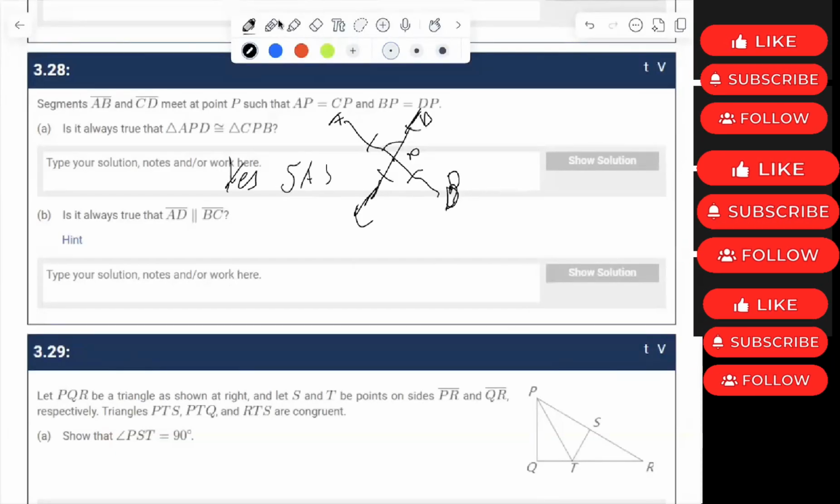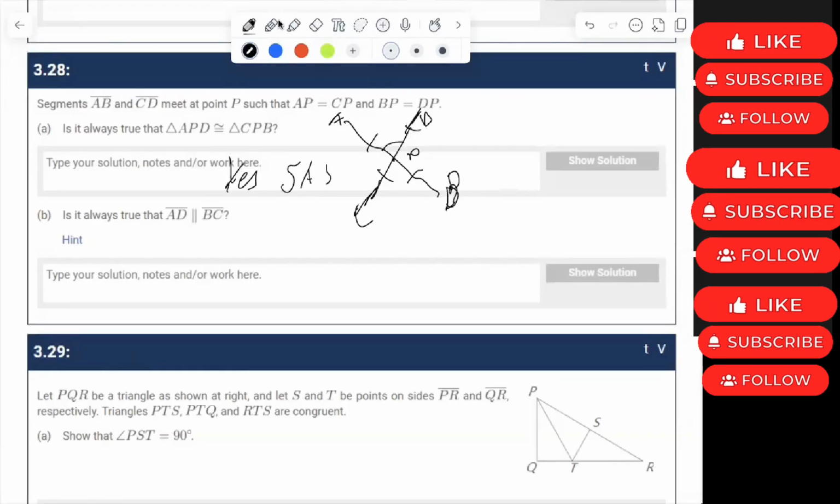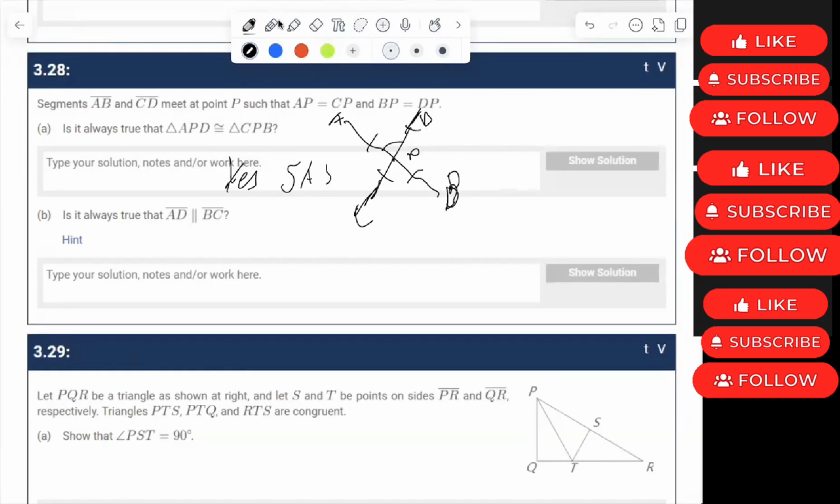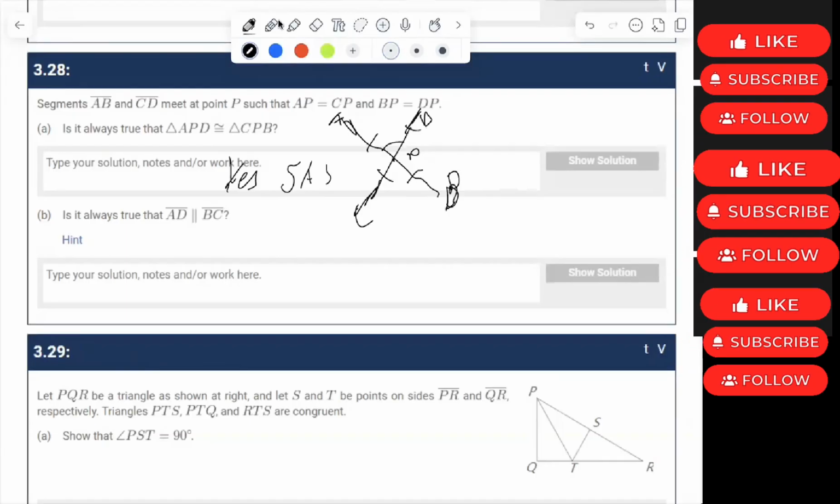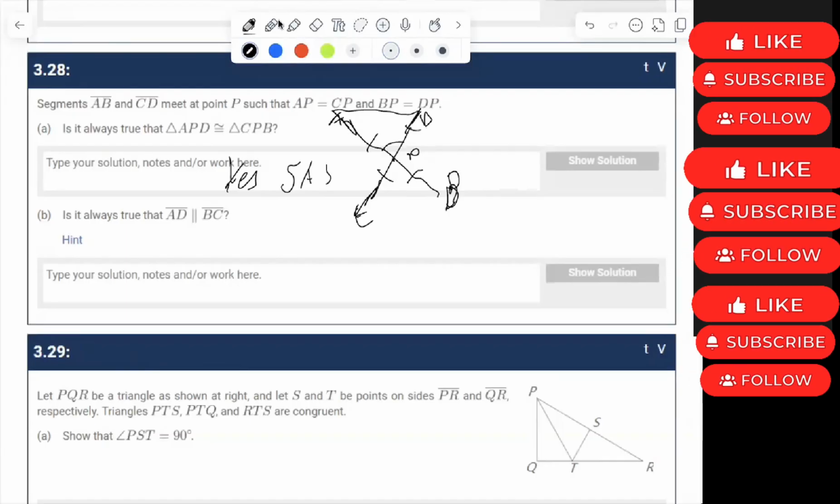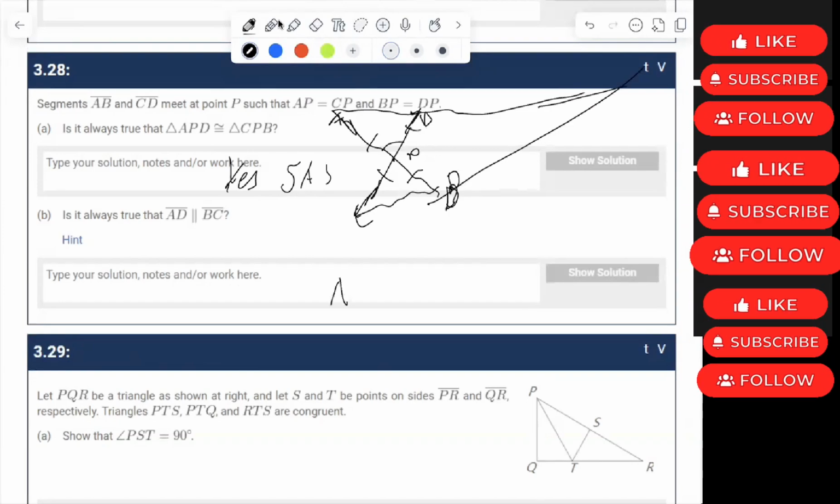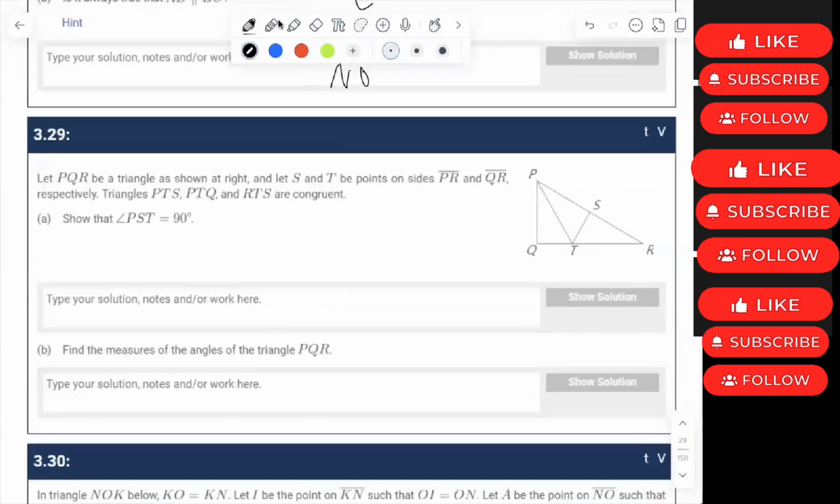Is it always true that AD is parallel to BC? Not necessarily. We can have the same angles and everything, but we can't just get it to intersect at one point. So that's clearly not true. No. Now let's move on to 3.29.